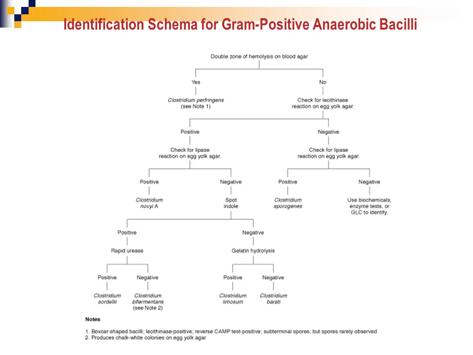So you definitely want to see if there's lecithinase production on your egg yolk agar. If there is no lecithinase production, you'd look for lipase. If there's lipase on egg yolk agar, you might be looking at a Clostridium sporogenes. If it's negative, you need to do some other biochemical tests. If it's positive for lecithinase, you want to look for lipase. If it's positive for lipase as well, it's a different species of Clostridium.